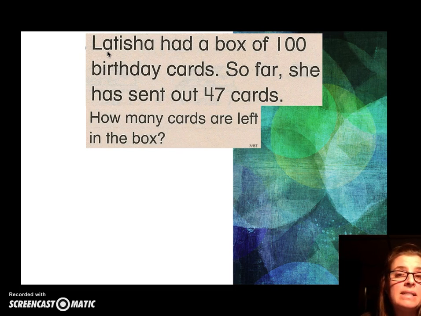Turn to a friend and see if they have the same answer. If they do, look at the strategies. How did your friend solve the problem? Did they solve it the same way as you? Or did they solve it a different way?